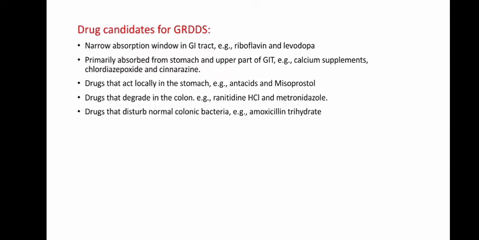Drug candidates for GRDDS. Narrow absorption window in GI tract. Example, riboflavin and levodopa. Primarily absorbed from stomach and upper part of GIT. Example, calcium supplements, chlordiazepoxide and cinnarizine. Drugs that act locally in the stomach. Example, antacids and misoprostol. Drugs that degrade in the colon. Example, ranitidine HCl and metronidazole. Drugs that disturb normal colonic bacteria. Example, amoxicillin trihydrate.